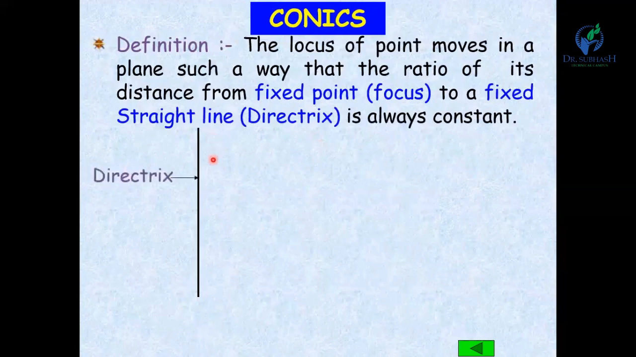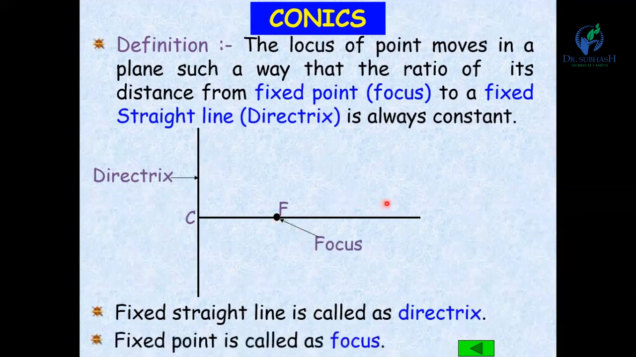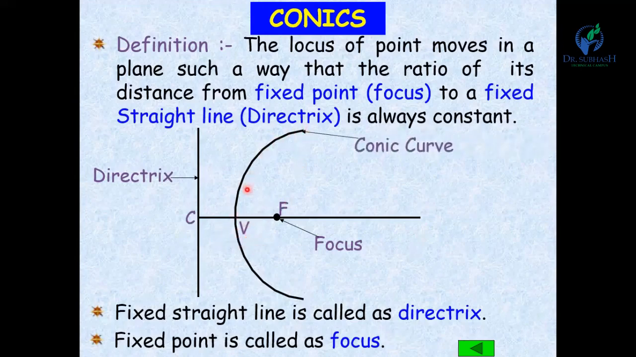You can see this fixed straight line is known as the directrix. A fixed straight line is called the directrix, and a line which is perpendicular to this directrix has the point F on it. So this point F is known as the focus. A fixed point is called the focus. Now as per our definition, this is a curve, and the intersection point of this directrix and this axis is known as the vertex. So V is the vertex and this is the conic curve.